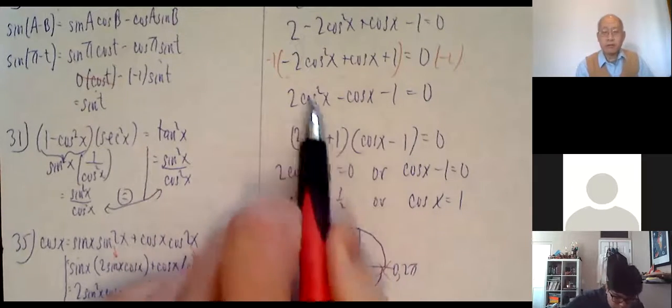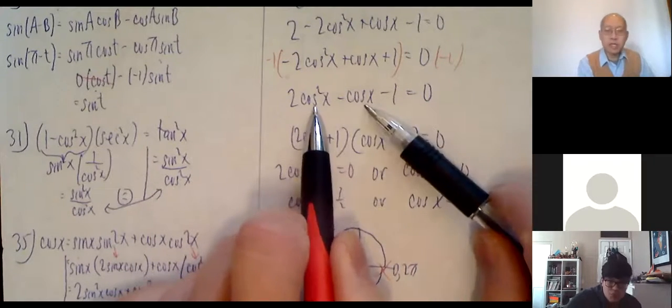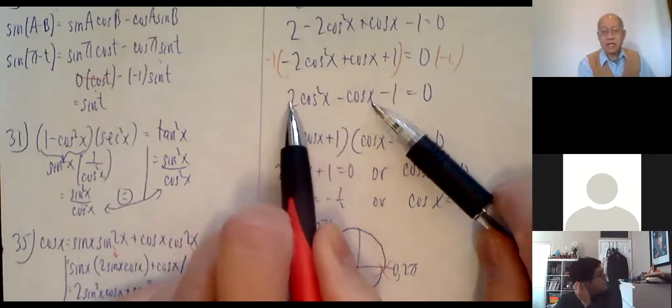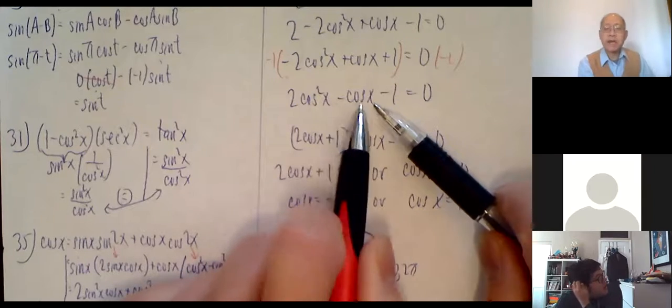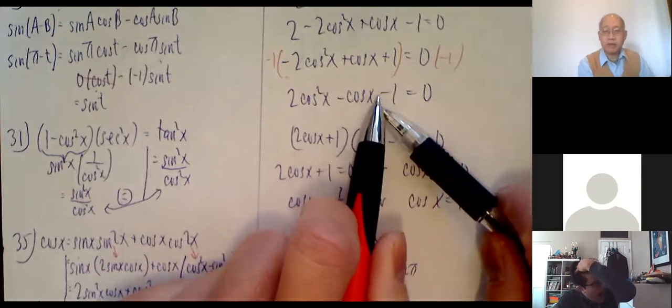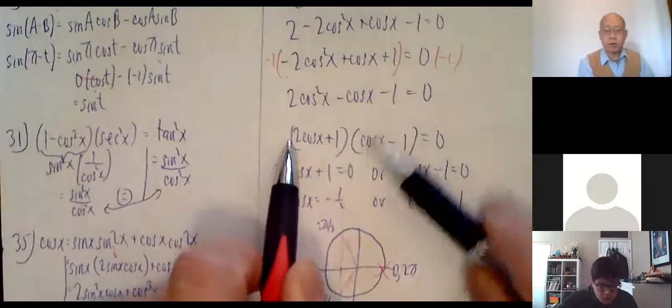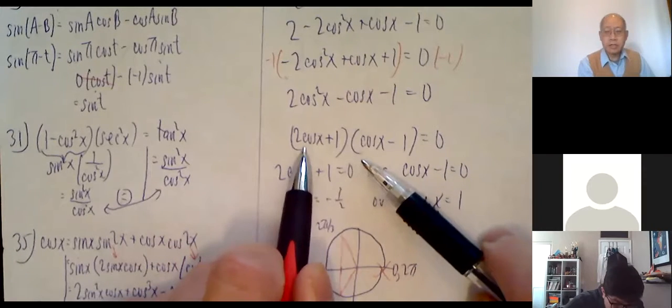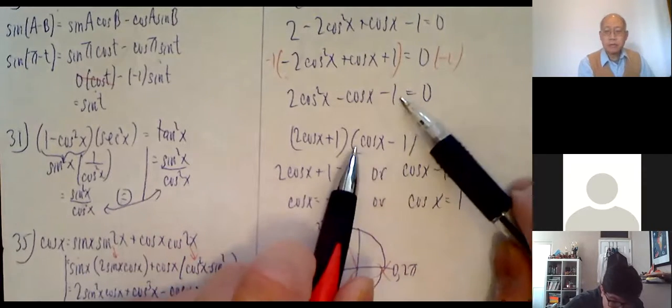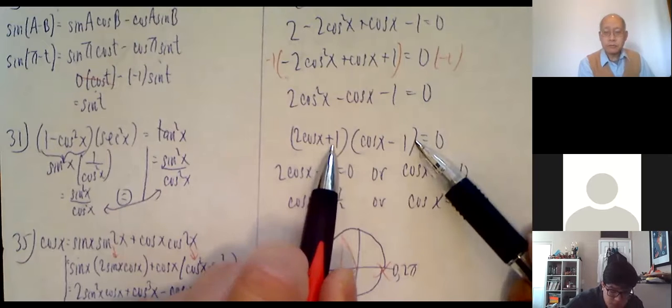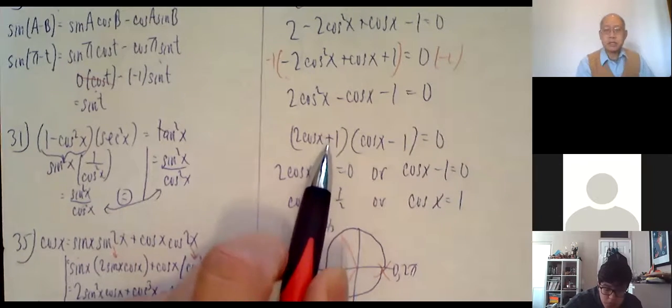Okay, so I factor this. If you pretend cosine x is like the variable, this is just like 2a squared minus a minus 1, where a is the variable. Just pretend cosine x is the variable. So 2 cosine x, 1 and 1, plus and minus. And of course, you can double check by FOILing it back out.